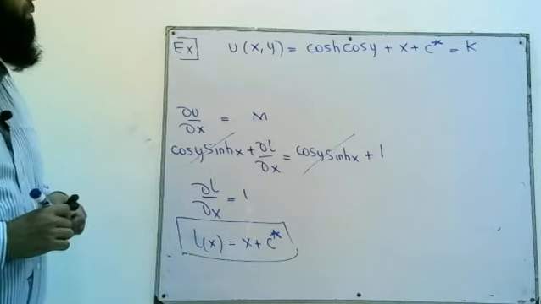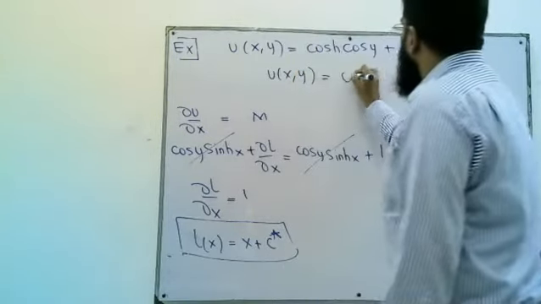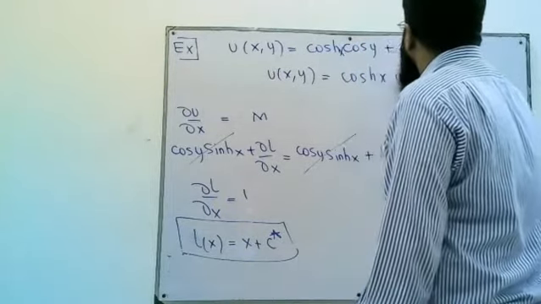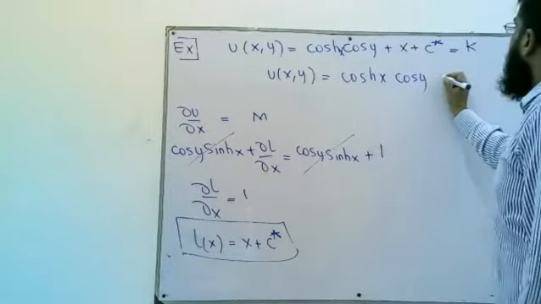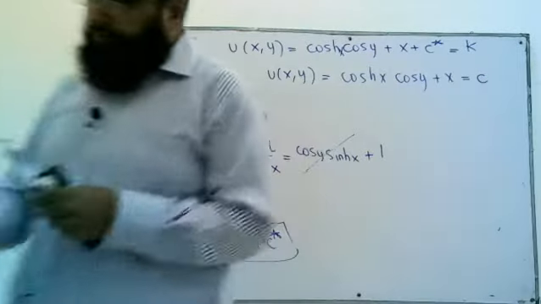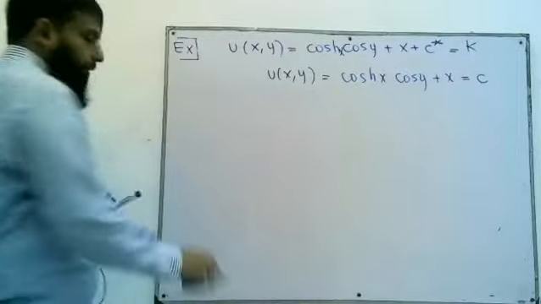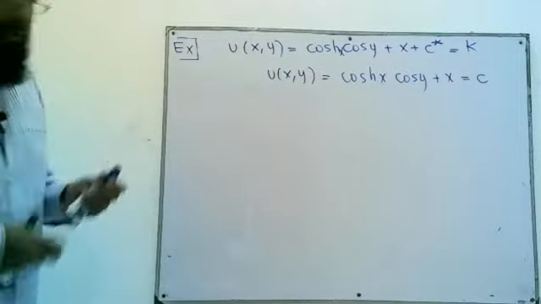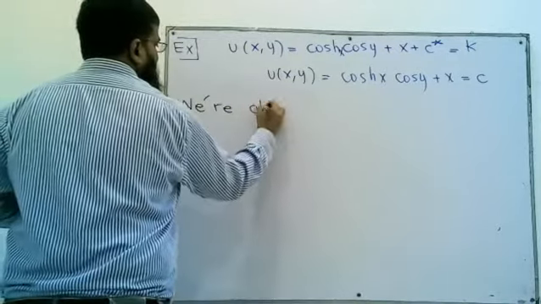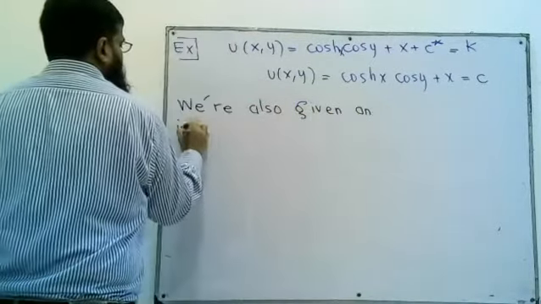So we can also write it as u of x, y is cosh x cos y plus x is equal to k minus c star, let's call it c. So this is the general solution for this differential equation, but in the question, we are given an initial condition.